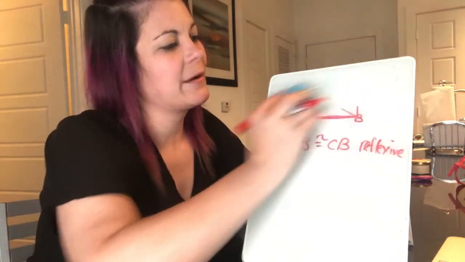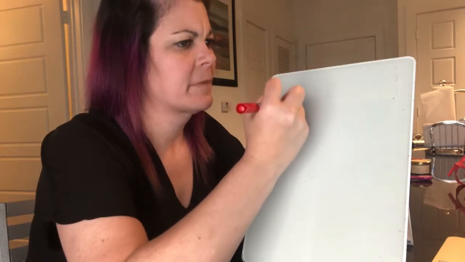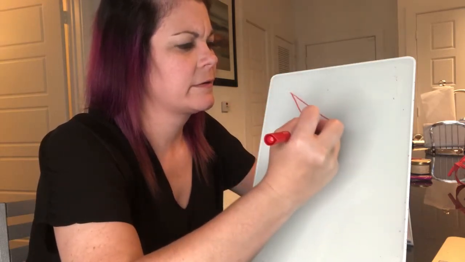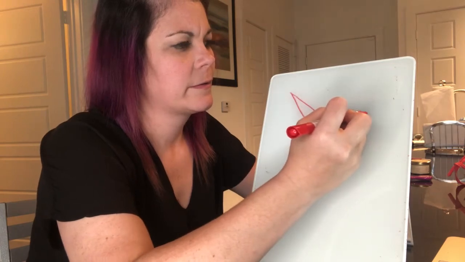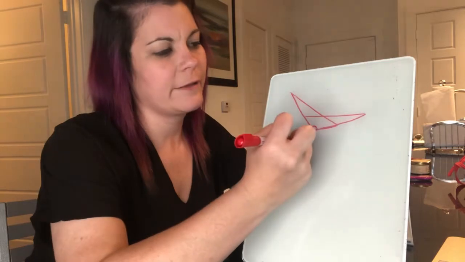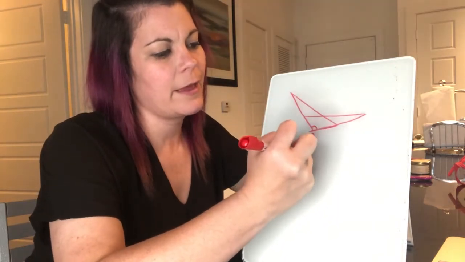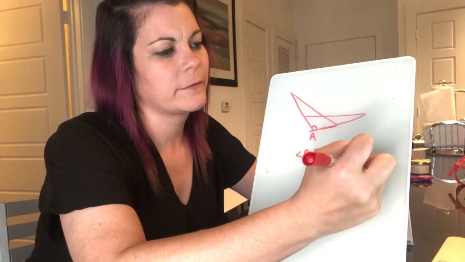Same with an angle, if an angle overlaps. So I'm going to try to draw this. I don't know if I'm going to be that good. See this angle? It overlaps. So I can say, if that was angle A, I can say angle A is congruent to angle A because of reflexive.